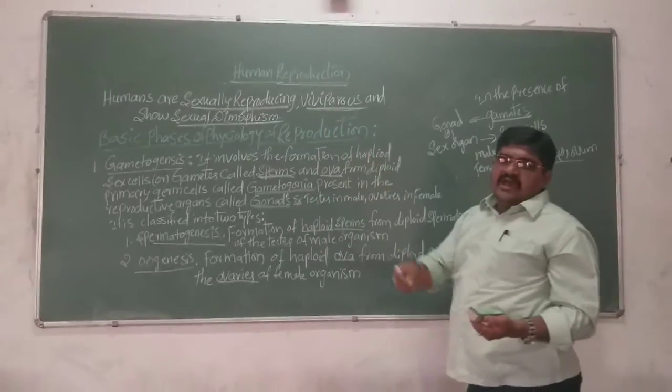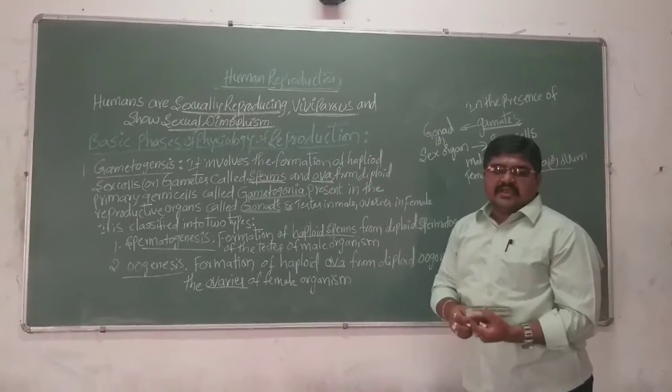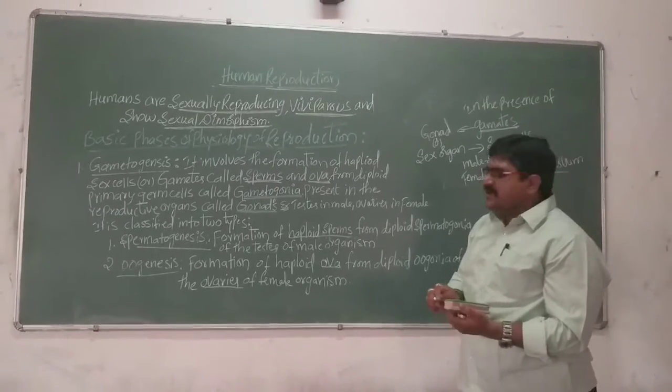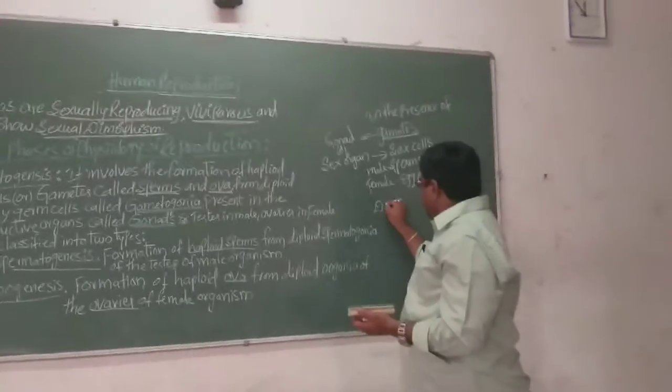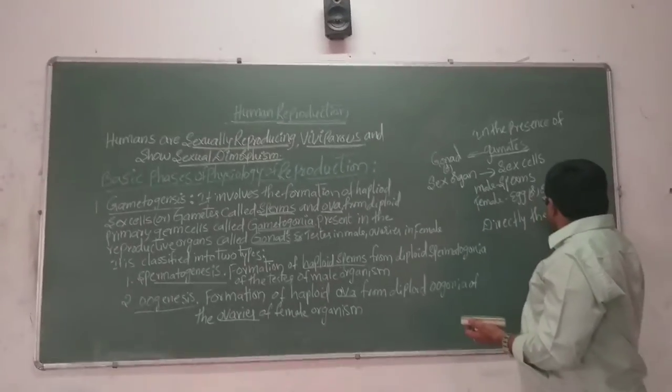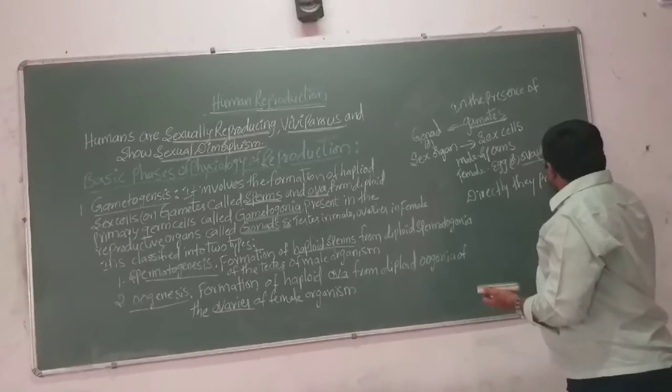And the second one, viviparous. Humans show viviparity. Viviparous means they directly produce young ones.